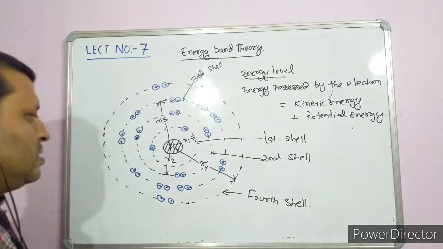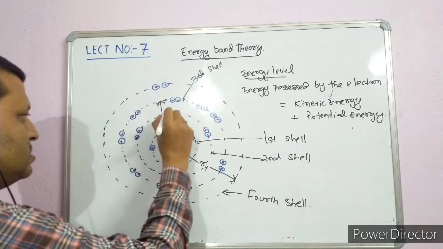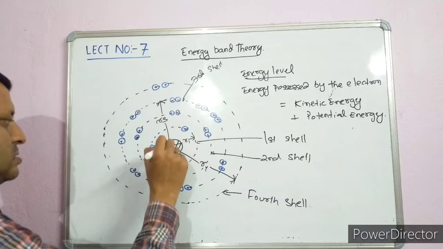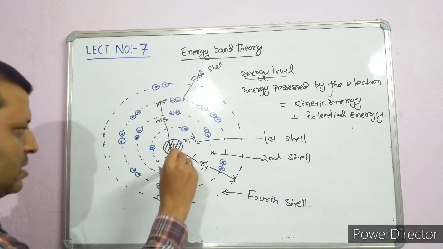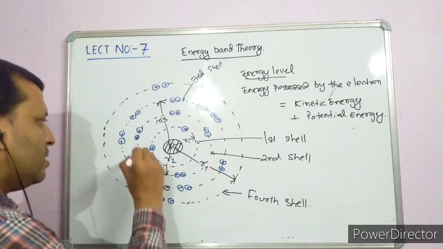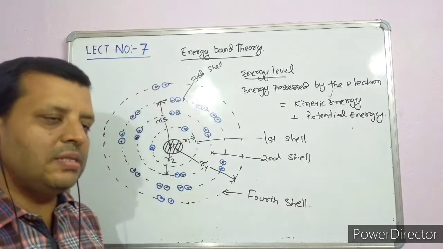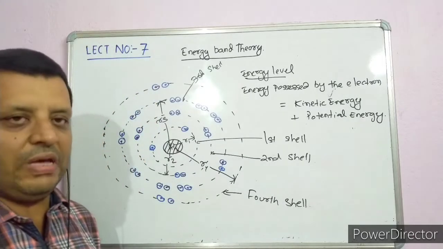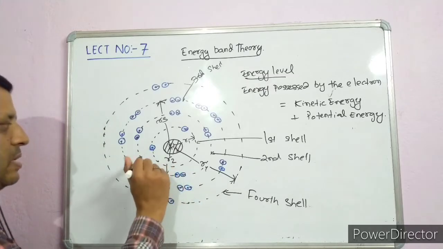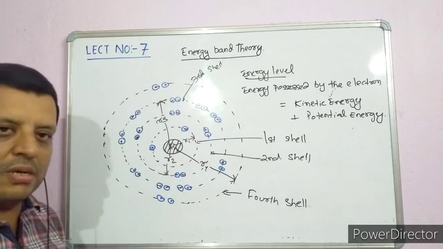Similarly, if you come to the second cell, these are the electrons that are revolving around the nucleus in the second cell. All the electrons which are revolving around the nucleus in the second cell also have some amount of energy, which is different from the energy possessed by the electrons which are revolving in the first orbit or first cell.